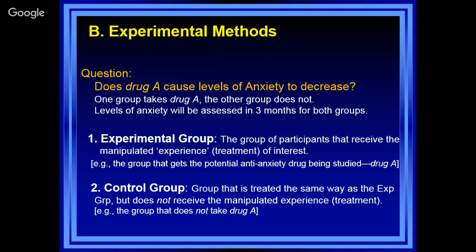That's our experimental group. They get the whole reason why we're doing this experiment. That thing we manipulated gets given to the experimental group. So in our example, the group that gets the potential anti-anxiety drug being studied, drug A, that's the experimental group. That's the manipulated experience, getting drug A. The control group then is the group that is treated the same way as the experimental group, as similarly as possible. The only difference is they do not receive the manipulated experience or treatment. So in our example, they do not take drug A.